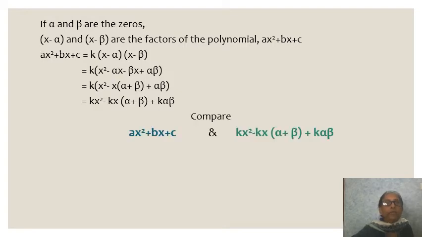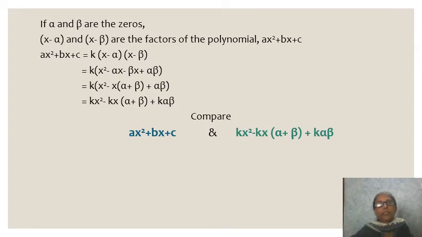Okay. Now compare the given quadratic polynomial ax square plus bx plus c, and what you have got, kx square minus kx into alpha plus beta plus k alpha beta. Just compare these two. You will find that k is actually in the place of a. The first term for both, you compare. The first one is ax square, the other one is kx square. See, these two are equal, you have found out, if alpha and beta are the roots. Isn't it? That's what we have proved now.